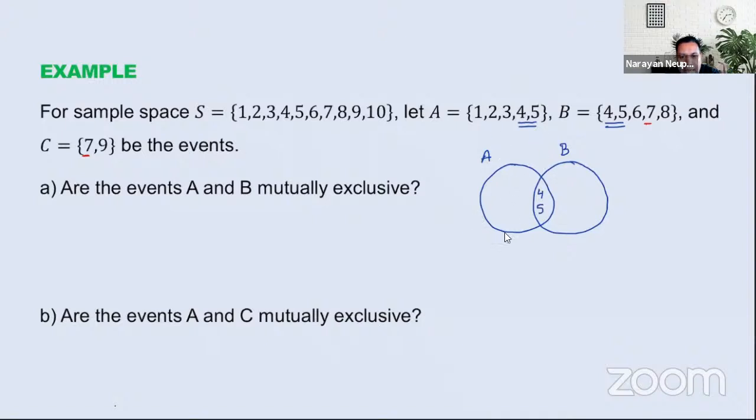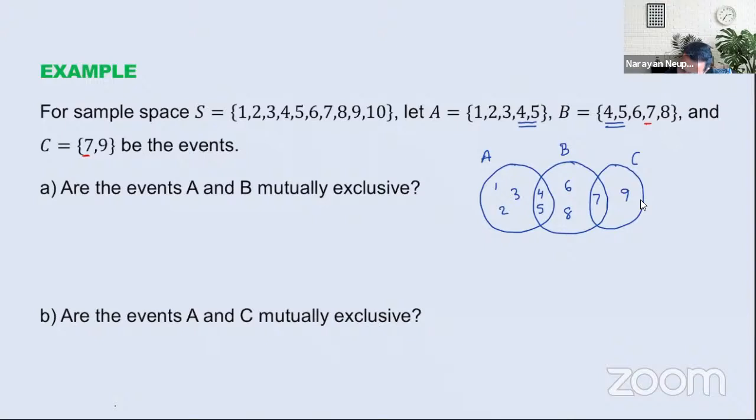The remaining elements in A are 1, 2, 3, so we put them here. Similarly, if we look at B and C, the common element is 7. So if I draw C here, the common element is 7. Now in B, we have 4, 5, 6, 7, 8. 4, 5, and 7 are already there, so here in the middle, there should be 6 and 8. And then in C, we have 7 and 9. 7 is here, so 9 should be here.